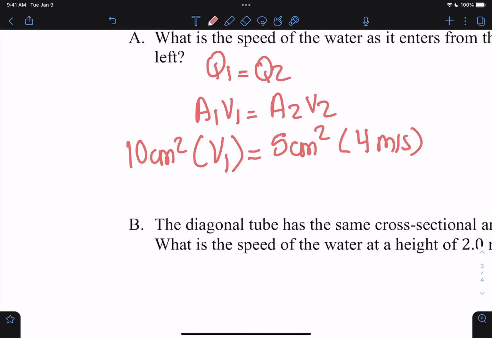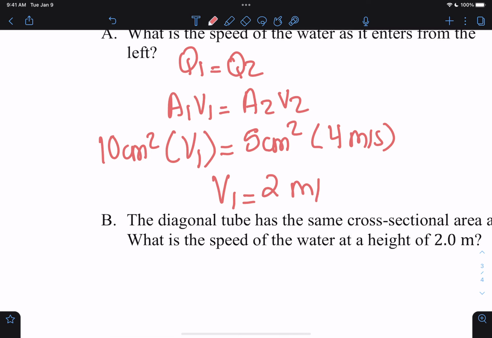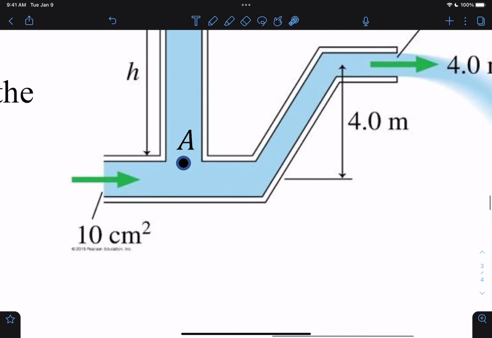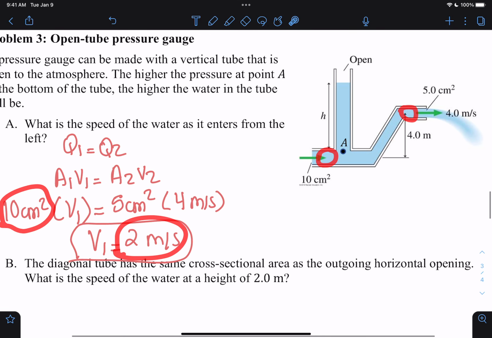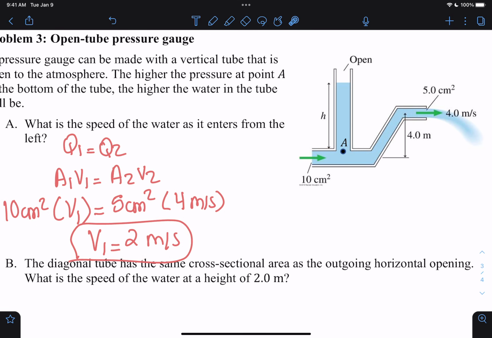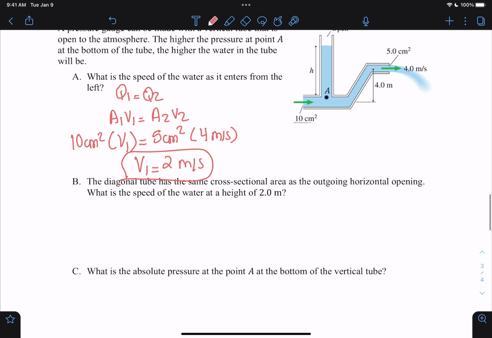So once you isolate for V1, you should see that it's equal to 2 meters per second. So if we have a much larger area here, we should see a lower speed. If we start to constrict that area from 10 to 5, we should see a higher speed. Things go faster, right? If you squeeze on a garden hose, the water should come out a lot faster, for example.